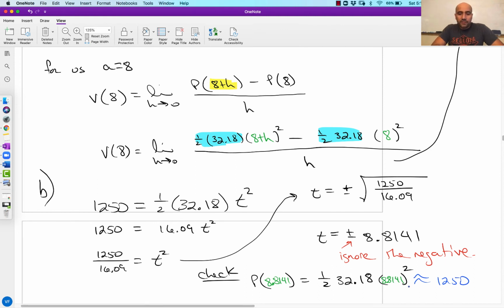So what we have now is that after you drop the object, it takes 8.8141 seconds for this object to travel 1,250 feet. And since we know that's the top of the Empire State Building where this object was dropped, that's the point when it hits the ground. It has traveled the entire distance of the building. So now the question wasn't, how long does it take to hit the ground? The question was, what's the velocity right when it impacts the ground? Okay, well, that means we got to come back to this, right? The velocity, but instead of an 8 here, we got to figure it out when it's 8.8141. So we're going to set up this.